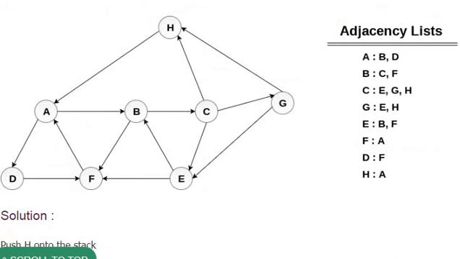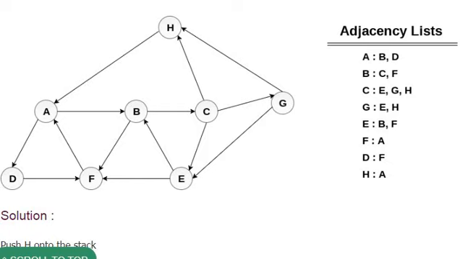So we have another example here. See the graph, and we have an adjacency list. A is having B and D. This is a directed graph. You can see the directions. B is having C and F, which are adjacent. So each and every node and the adjacency list is given here.